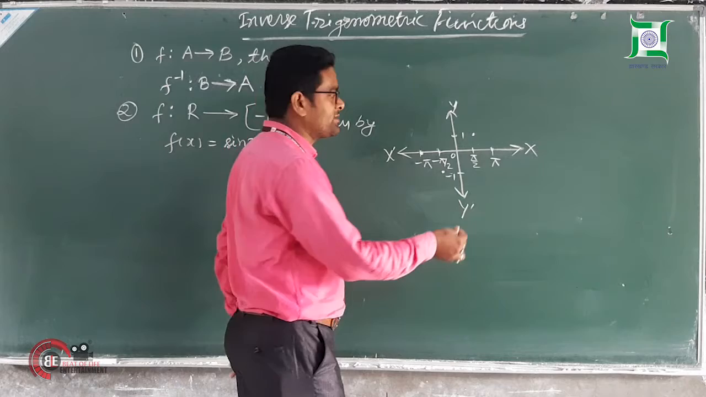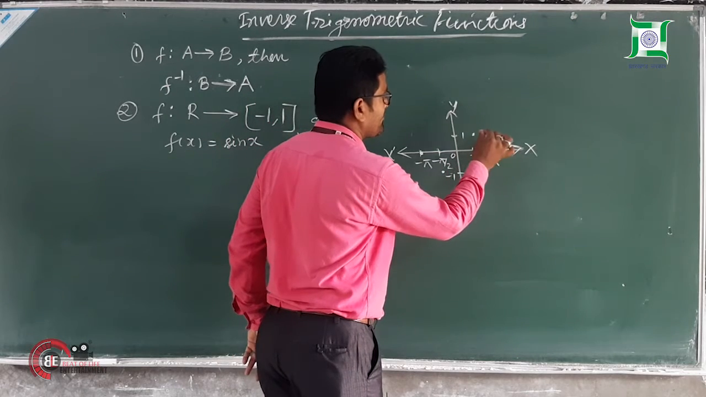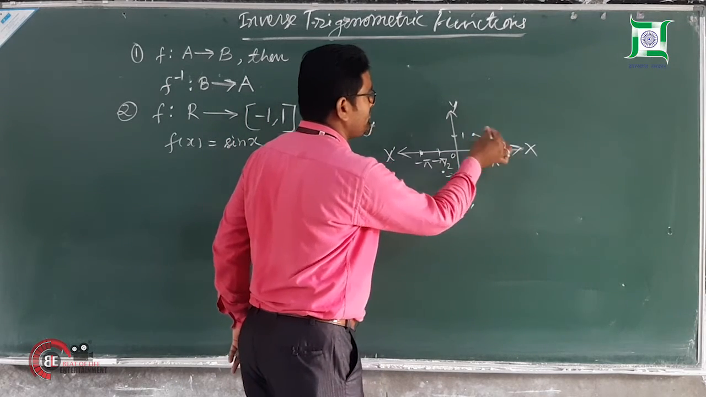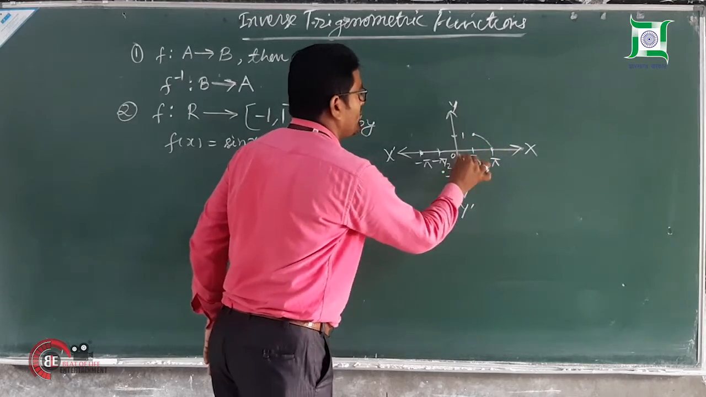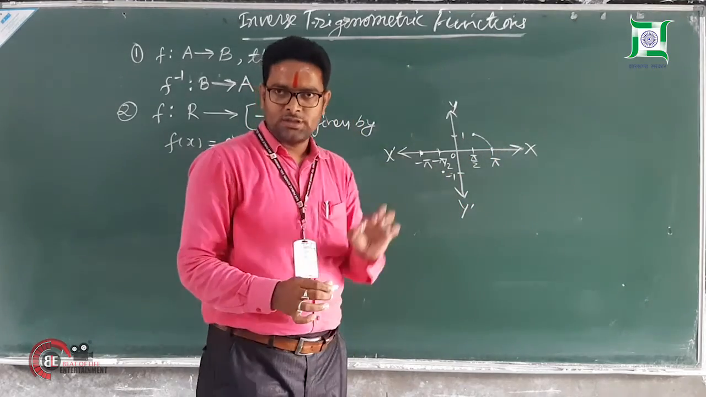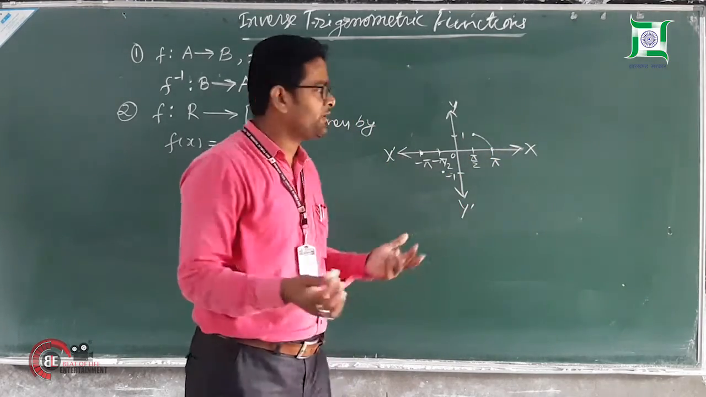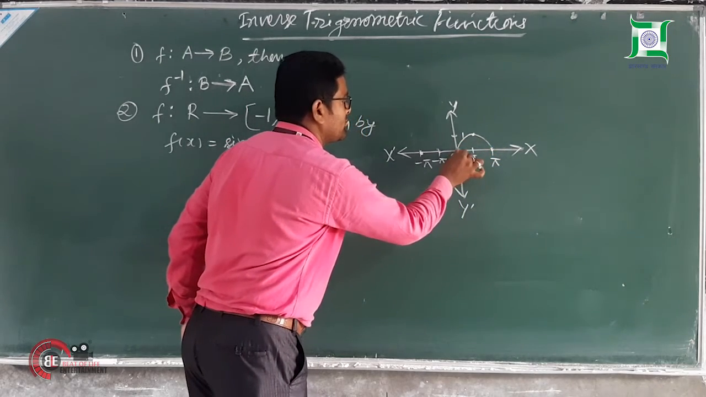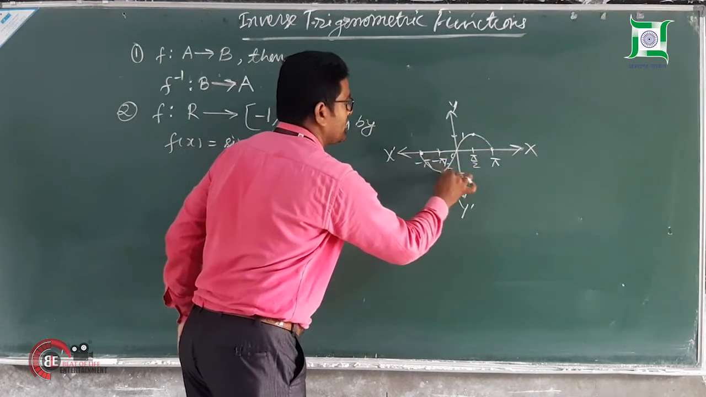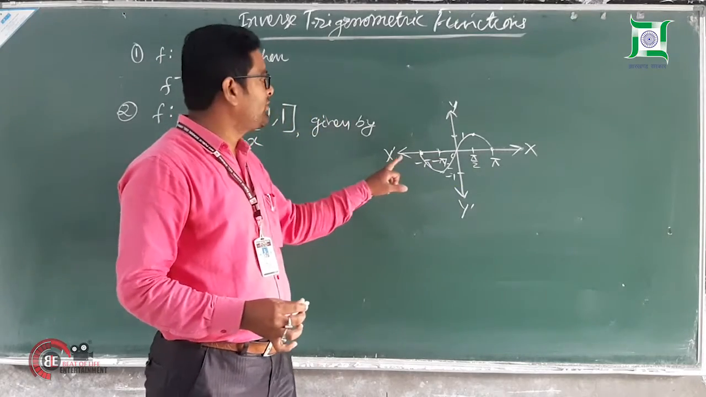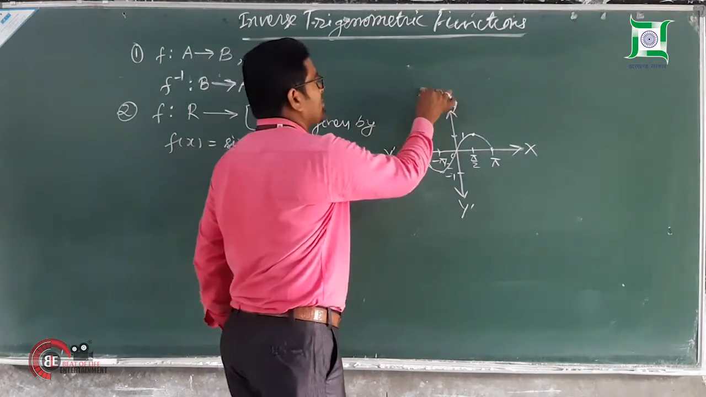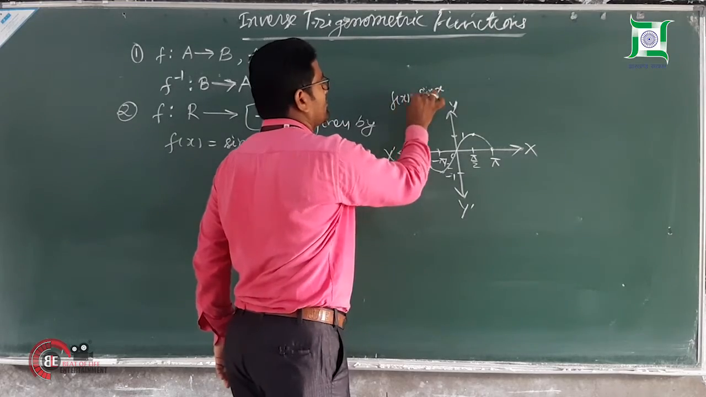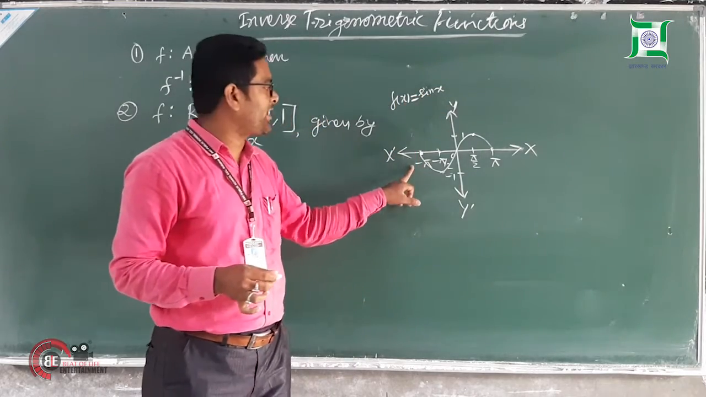Let us join all the points. You can join it this way. Sine 0 is 0, everyone knows it. So let us join in this way, and here also in this way. So we can see the graph of sine x. It is the graph of sine x between minus pi and pi.